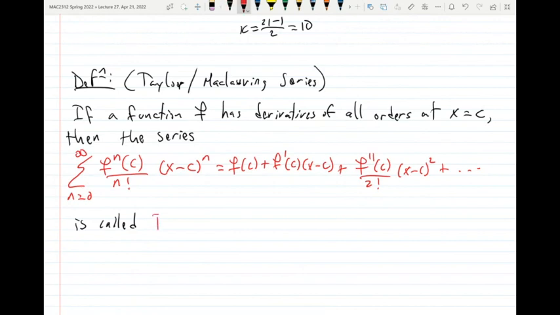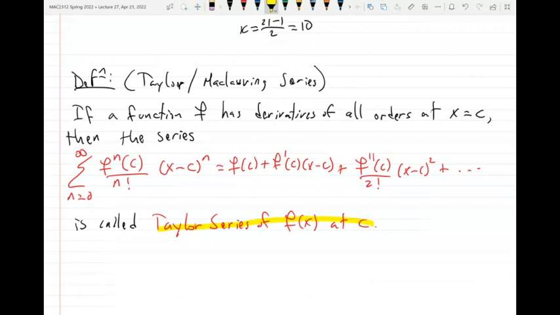Then this series is called the Taylor series of f of x at c. Notice that I didn't write that f of x equals this series. You have your function, and given this function, we can write down the series. It has a name. Now we want to see what's the relationship between that function and this series. In most cases, it will turn out that the function equals the series, but it doesn't have to. Just keep that in mind.